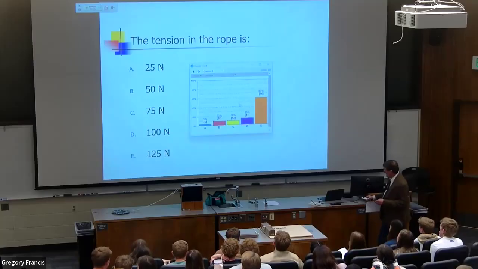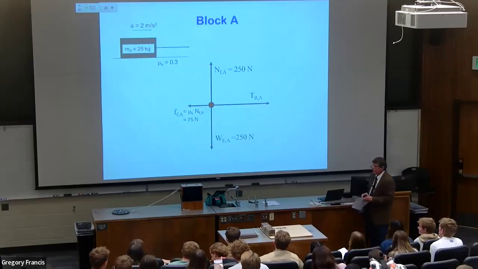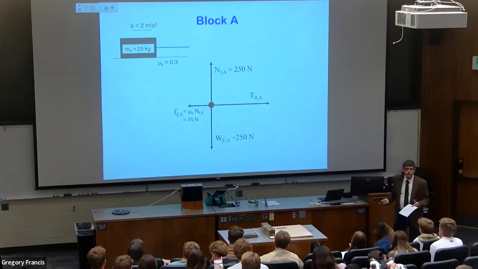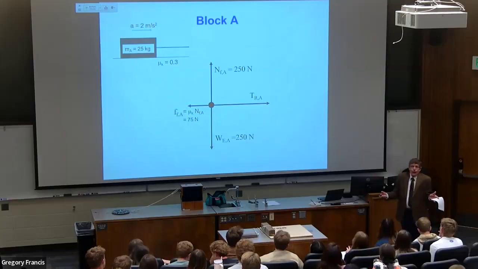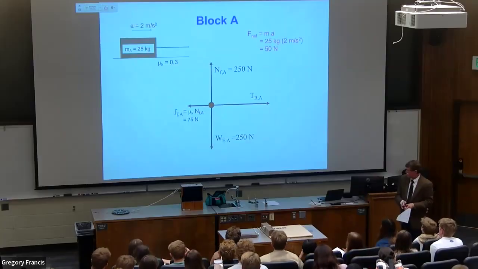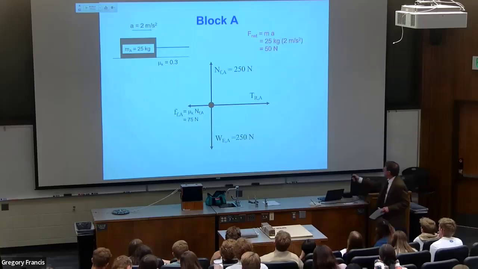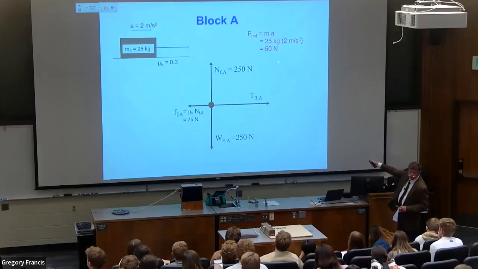Good. The answer is E, 125. The diagram has to scream to the right. But the question is always, how loud should it scream? Well, that is always answered by Newton's second law. I want 25 kilograms to accelerate at 2 meters per second squared. That means I need a scream of 50 Newtons.